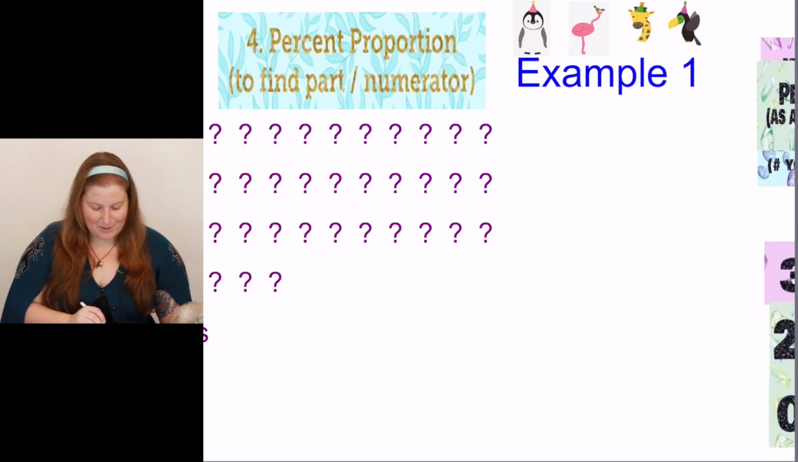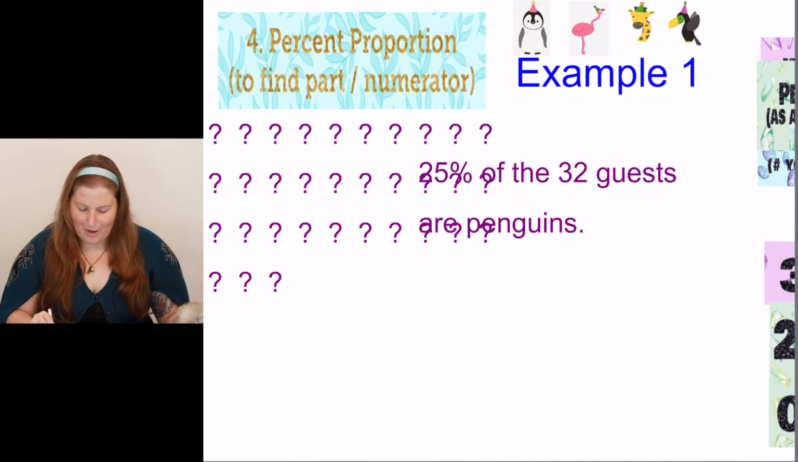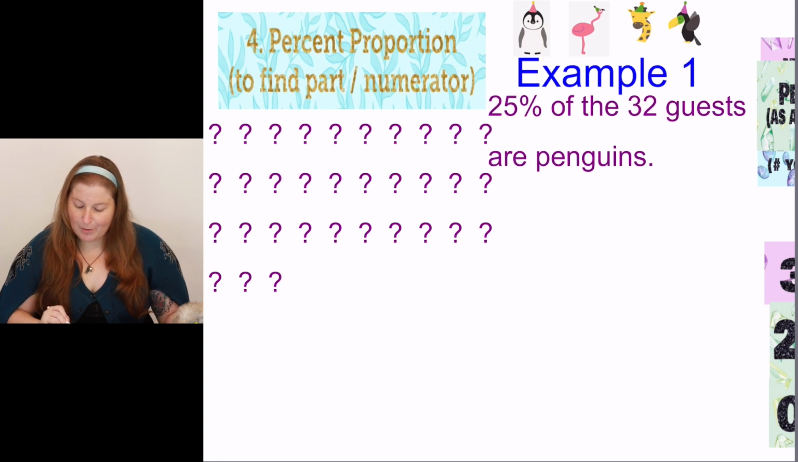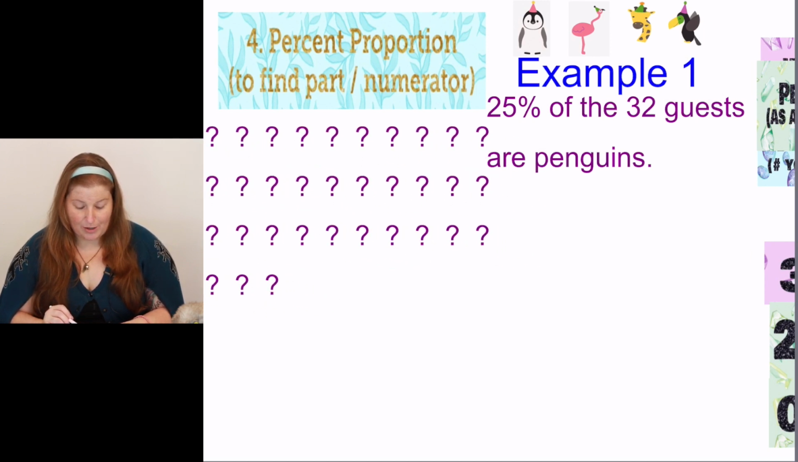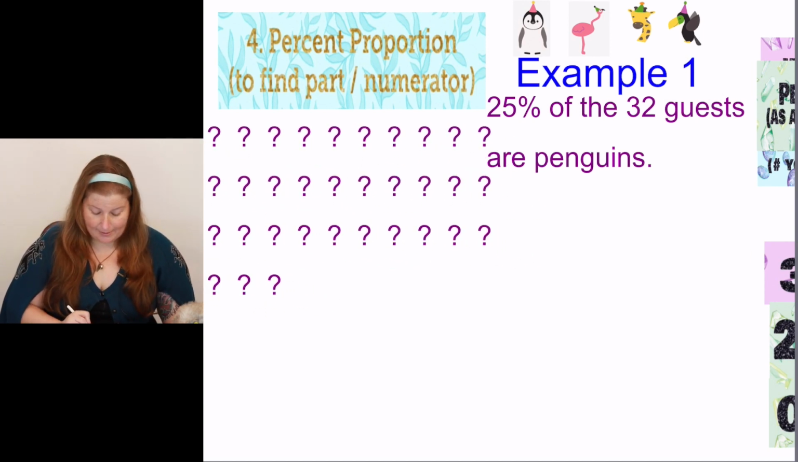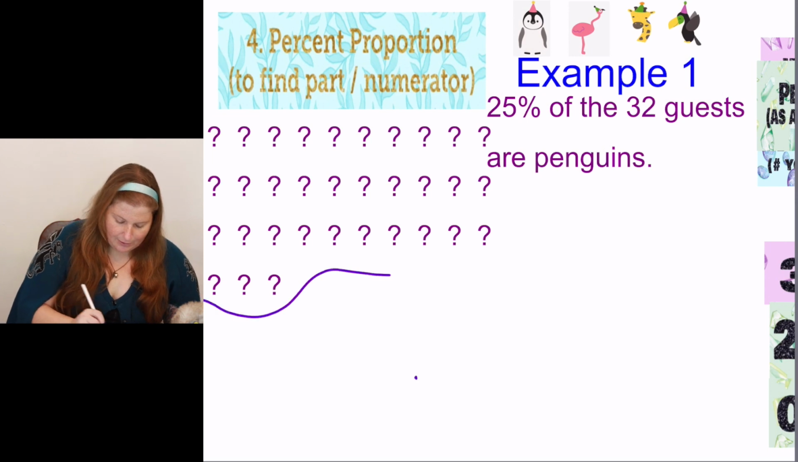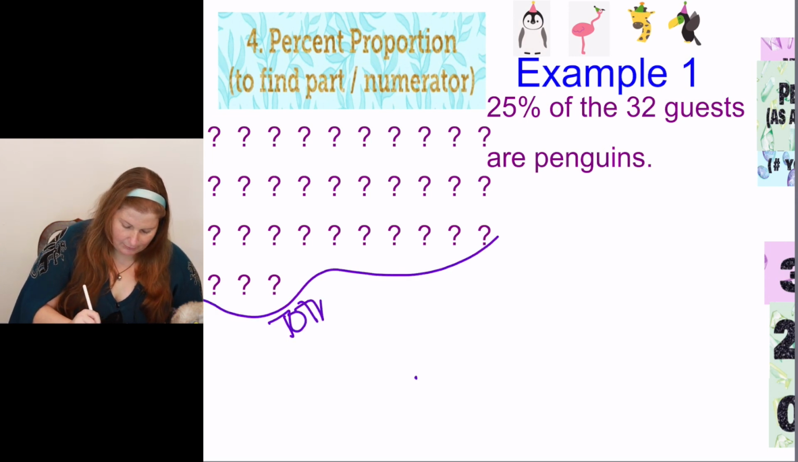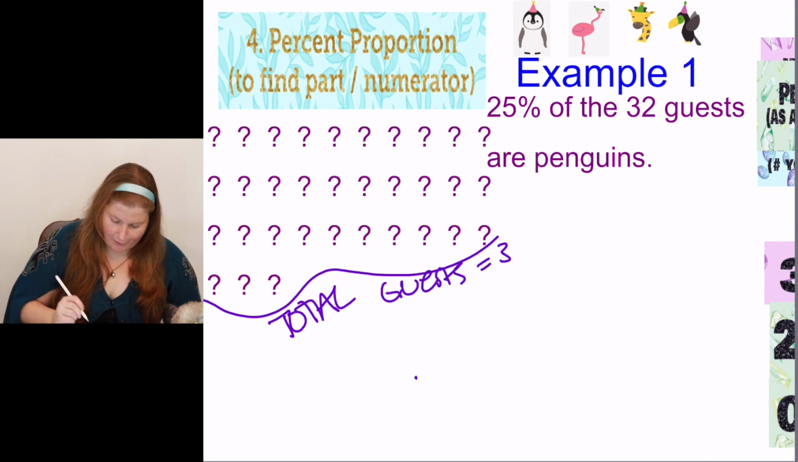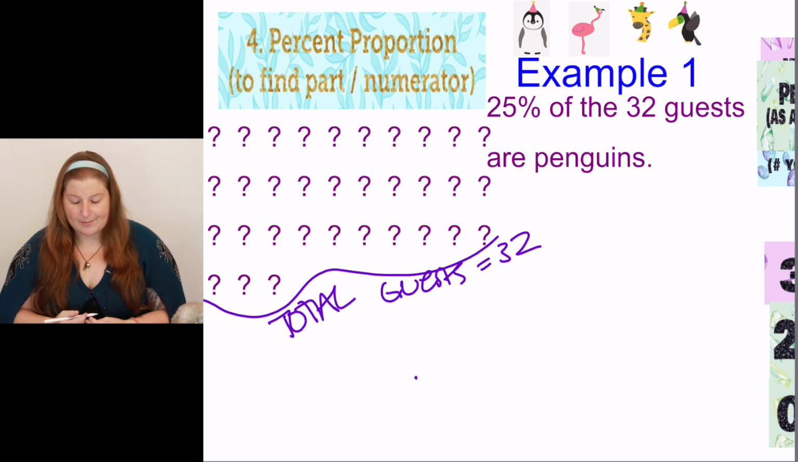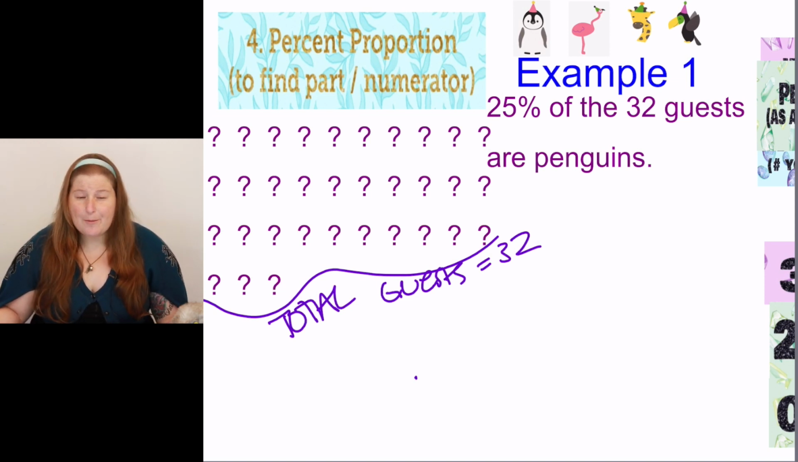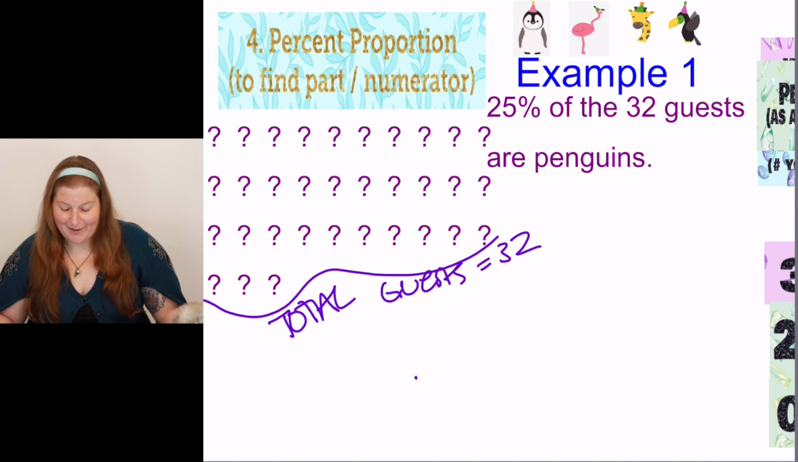Moving on to example number 1. Let's see what our question is. 25% of the 32 guests are penguins. So here on our screen, we have 32 question marks representing all of our guests. This is our total guests, and we know that that's equal to 32. And we know that 25% of those are penguins. So we have to find out what number of penguins we have attending our party.